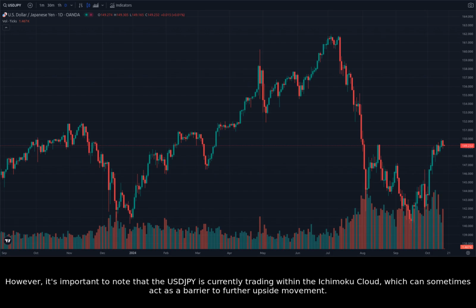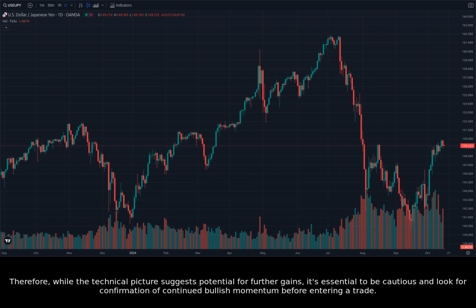However, it's important to note that the USDJPY is currently trading within the Ichimoku cloud, which can sometimes act as a barrier to further upside movement. Therefore, while the technical picture suggests potential for further gains, it's essential to be cautious and look for confirmation of continued bullish momentum before entering a trade.